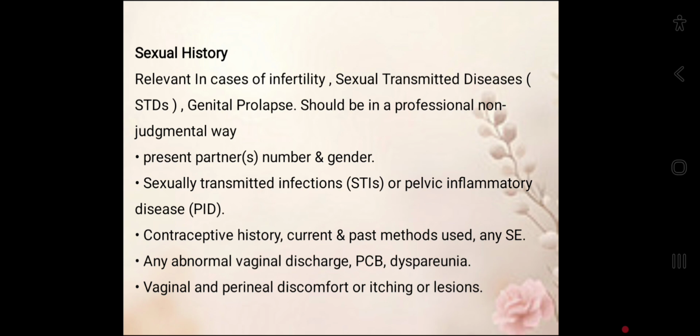Ask about number and gender of present partner or partners, sexually transmitted infection previously, or pelvic inflammatory disease history. Ask about history of contraception, which method used currently and in the past. In abnormal vaginal discharge, we'll ask about amount, color, odor, and consistency of that discharge. Ask about postcoital bleeding and dyspareunia. Vaginal and perineal discomfort or itching or vulval skin lesions.